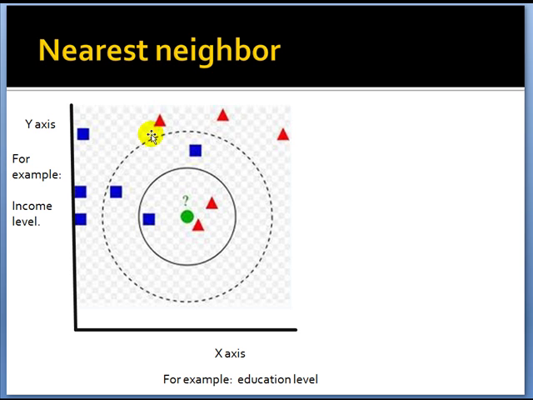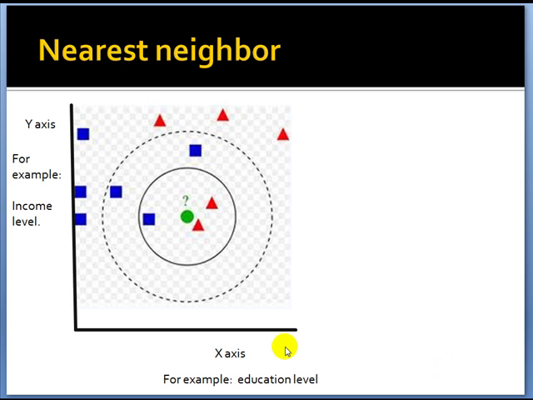Okay, so we have 1, 2, 3, 4, 5, 6, 7, 8, 9, 10, 11 blues and reds. So those are our past data. Now we have a new person represented by the green, and we don't know whether they're going to pay back their loan or not. We're wondering should we give them the loan? How should we classify them, as a good candidate or a bad candidate?